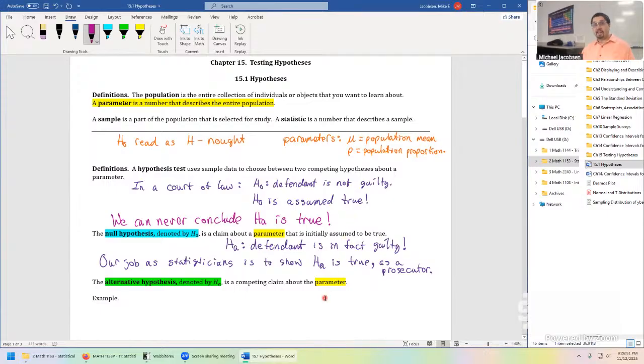I thought you were saying we can never conclude that the null hypothesis. Oh, yeah. Sorry about that. Good eye on that one. That should have been an H naught, not an HA. Thanks for spotting that error there. We can never conclude the null itself is true. We never establish that the defendant is not guilty or innocent.